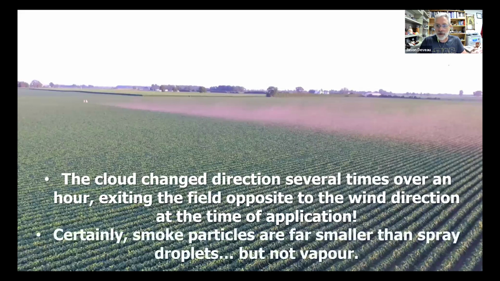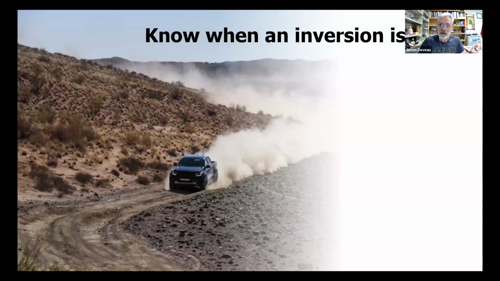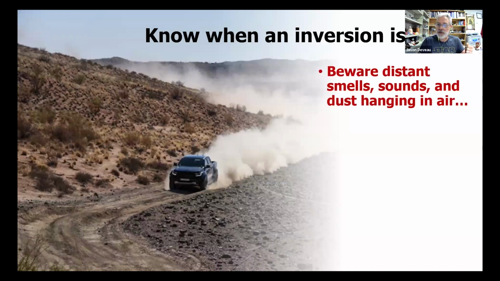Now, I know smoke particles aren't vapor, but it's a pretty good surrogate. So how do you know when there's an inversion? There are a few cues. If you can hear distant sounds, things like, if you've ever camped on a lake and you can hear somebody talking and it turns out they're half a kilometer away, sound will bend in an inversion. Smells will travel long distances too. So, that distant train in the night, that's probably in an inversion. And when you drive out that morning to spray, if the dust is hanging in the air and you can see where you came from, you're probably in an inversion.